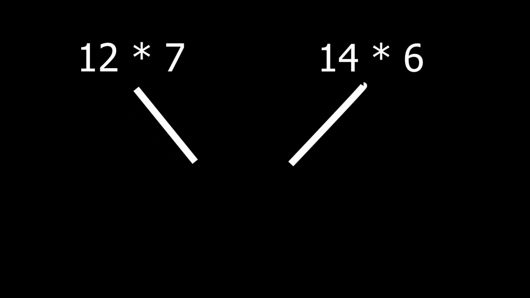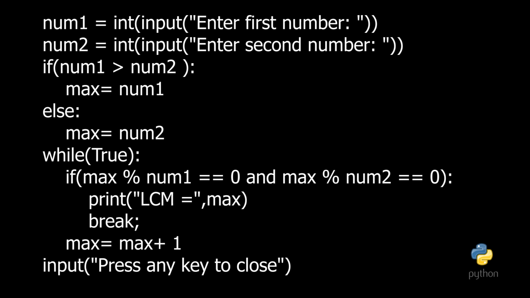Number 5. Find LCM of two numbers. Least common multiple, LCM, of two numbers is the smallest number that is a multiple of both. This is the Python program to find the LCM of two numbers.